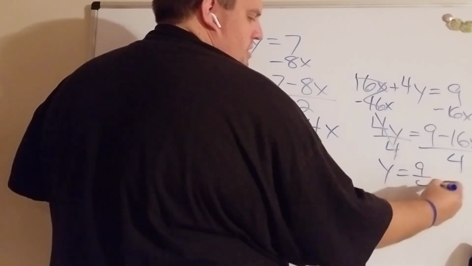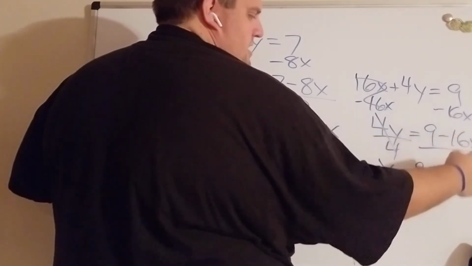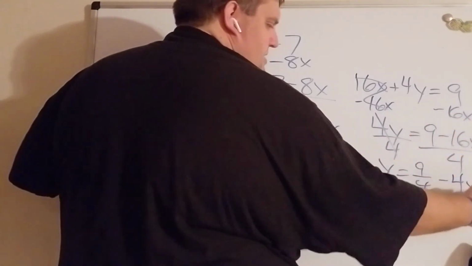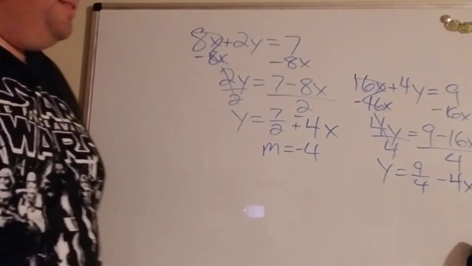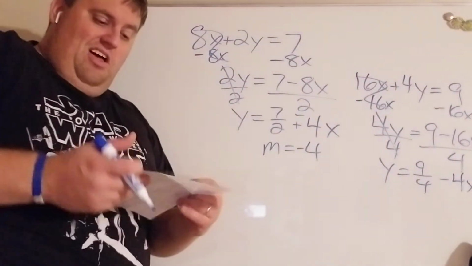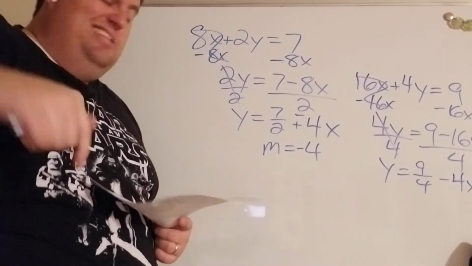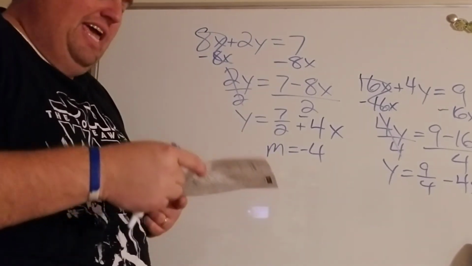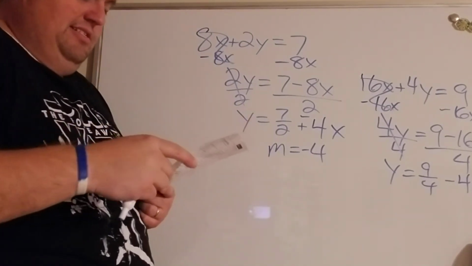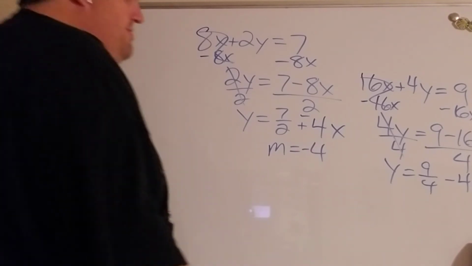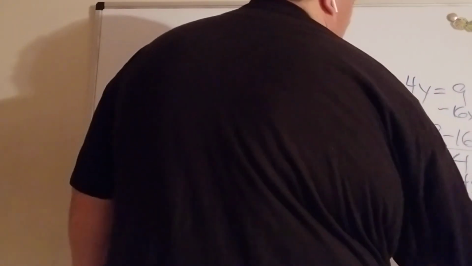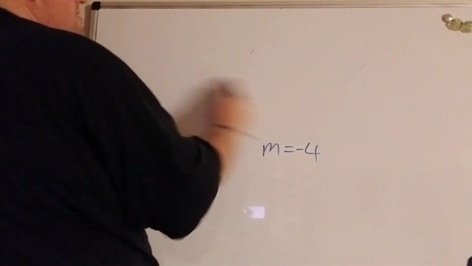9 over 4. 16 divided by 4 is 4x. Uh-oh, that one does have the same slope. So, all of those are parallel. B, C, and D are all parallel to the line that they gave us. Awesome. I like those. And remember, if we said they were perpendicular, their slopes would just be negative reciprocals.